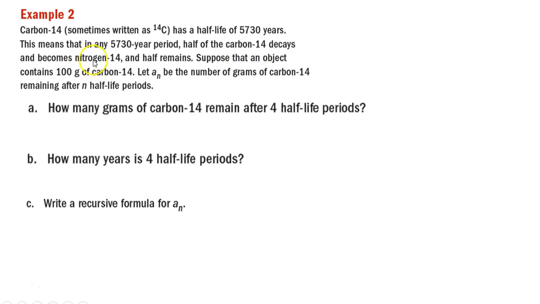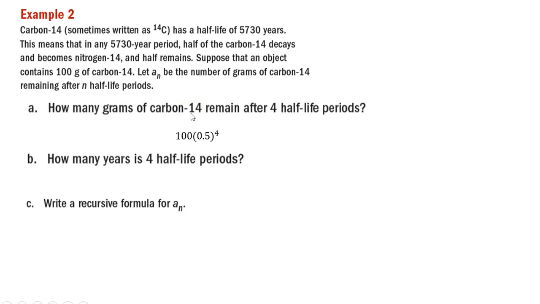So we're going to suppose that an object contains 100 grams of carbon 14. And we're going to let A sub n be the number of grams of carbon 14 remaining after n half-life periods. So A sub n is the amount of carbon 14 after so much time. How many grams of carbon 14 remain after 4 half-life periods? That means it's going to get cut in half 4 times.